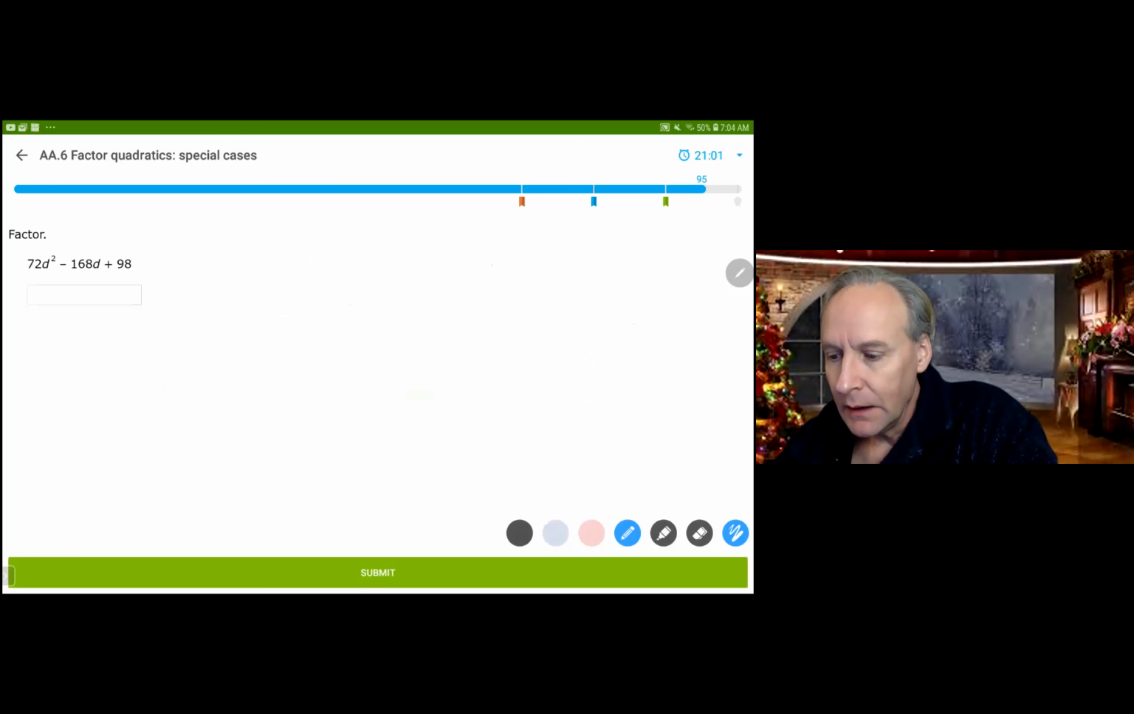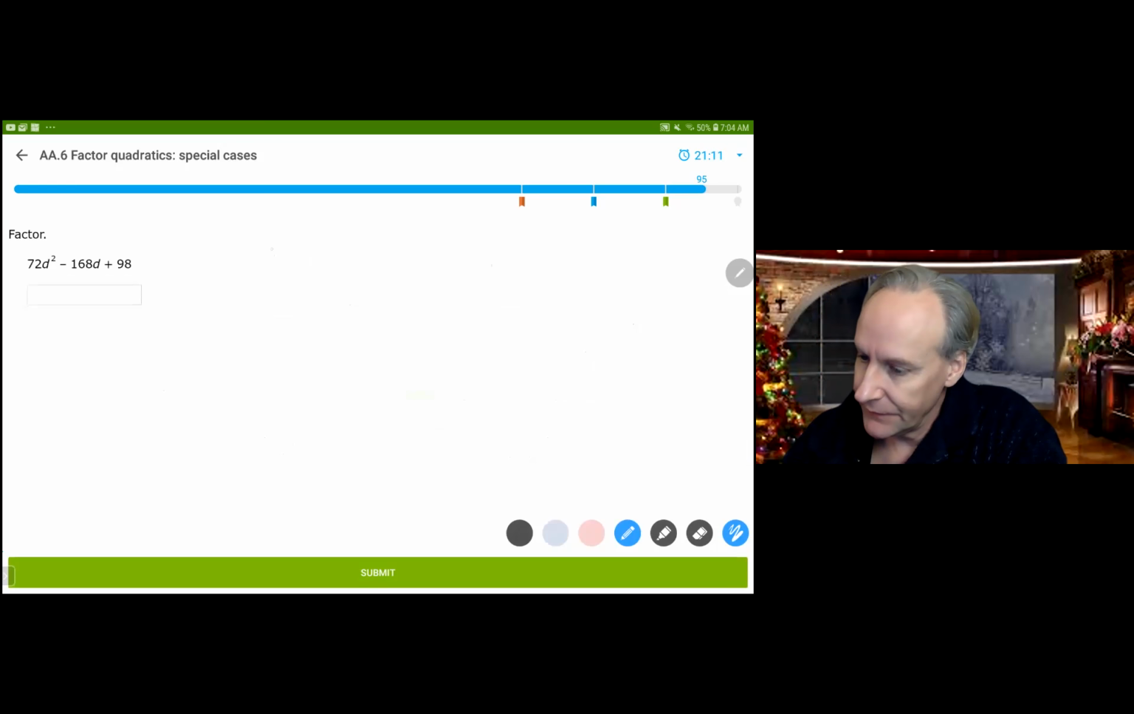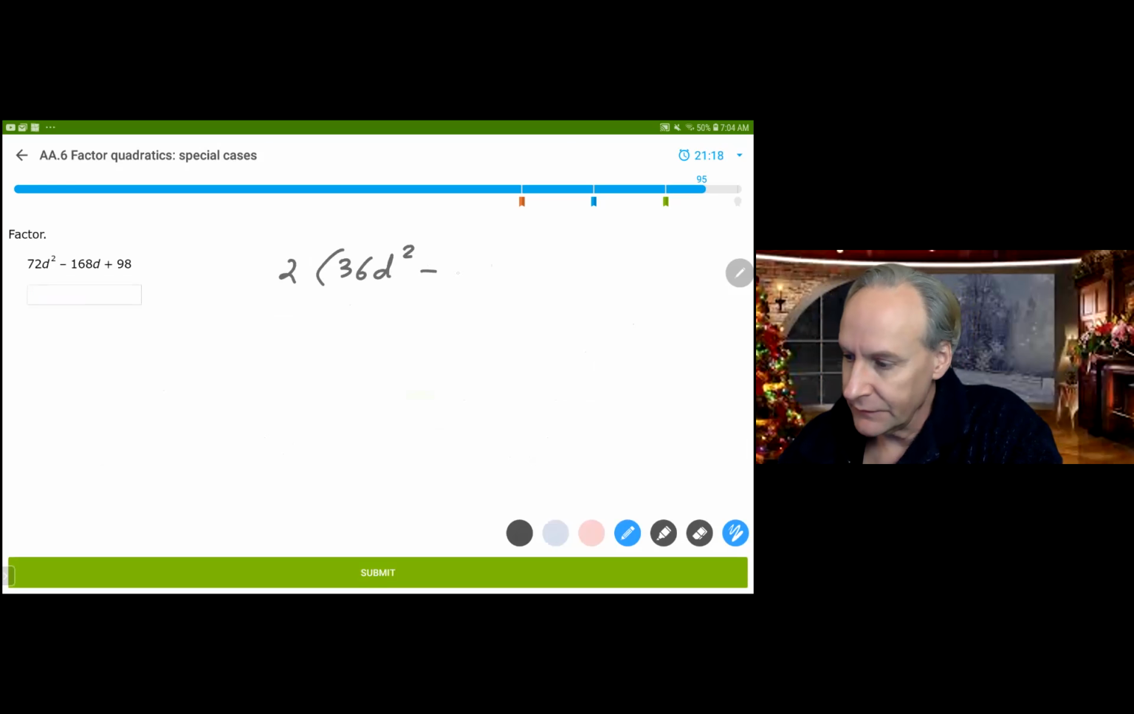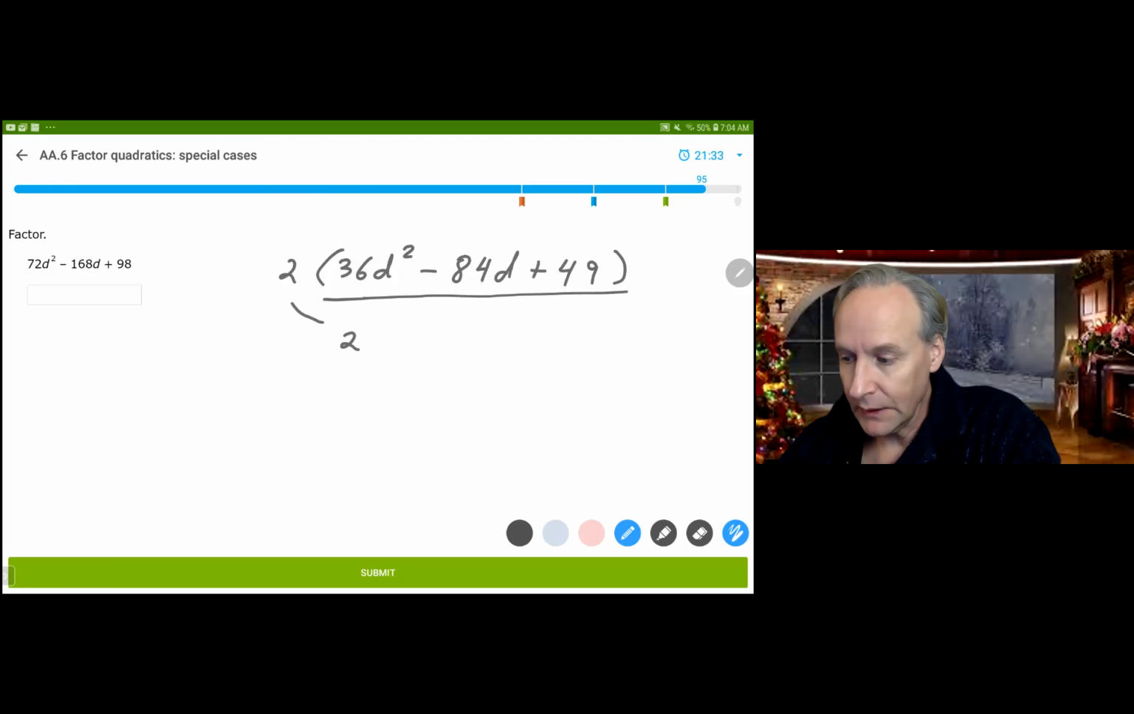Okay. Oh, well, they're all even for sure. If I take out the 2, I'm going to get a 36 and a 49. So it looks good. Take out the 2, and I get 36d squared. Dividing by 2 gives me, what, 84d. And dividing by 2 gives me 49. And now it looks like I have a perfect square trinomial, maybe. Don't forget the 2. I guarantee you're going to forget one of these times, so don't forget.